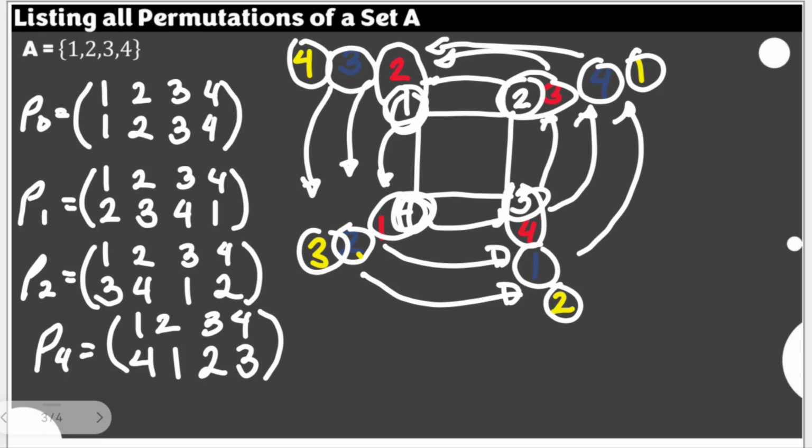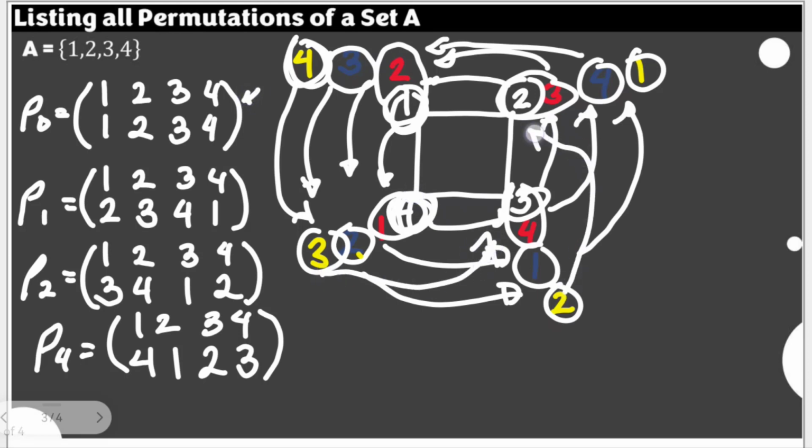As you can see, there are no repeated patterns or repeated permutations, so they are very different from one another. Of course, if you continue further and add one more rotation, your 4 here will just return to the original 4. And take note, that's your identity permutation earlier. Your 3 will return here, your 2 will return there, and your 1 will return here. So again, we will just return to our identity permutation.